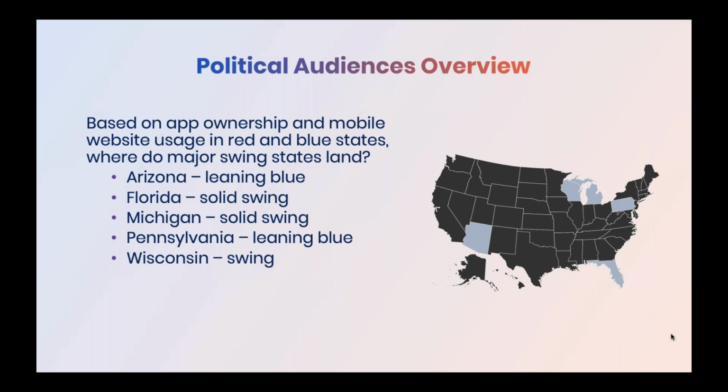Florida, we found, is a solid swing. It was evenly split. There seems to be, and we'll get into this momentarily, really two Floridas. Michigan, we also found solid swing. Pennsylvania, the result of that was leaning blue, and Wisconsin was a swing state as well.